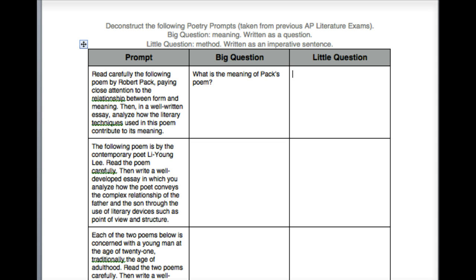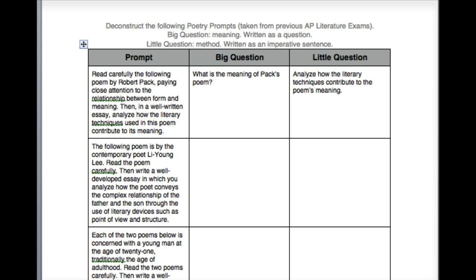The little question, remember, is the method, anything about the language or rhetorical choices. And we're writing this as an imperative sentence starting with a verb. So you would usually find something like analyze, okay? So I just find that verb in there. So analyze how the literary techniques contribute to the poem's meaning, period.